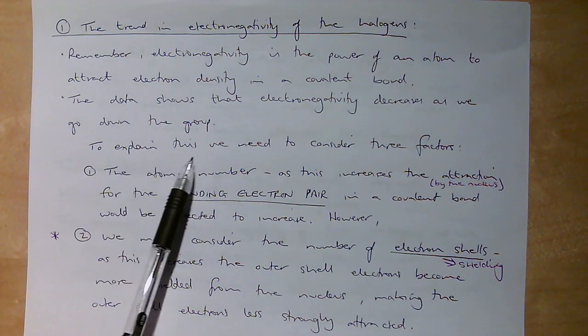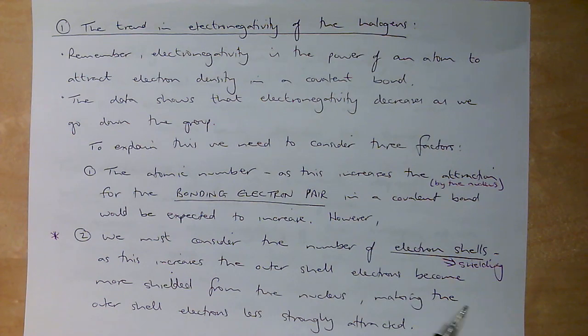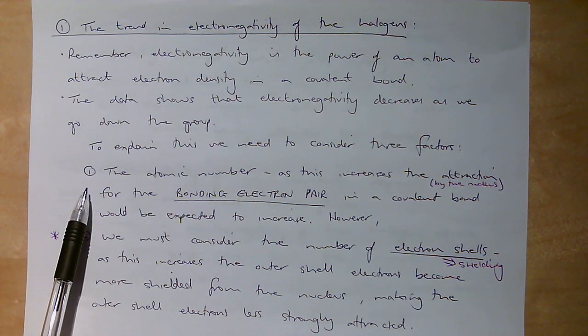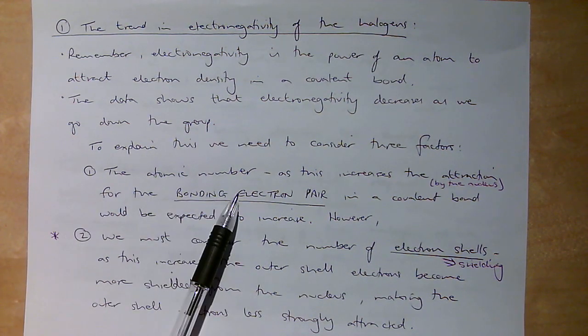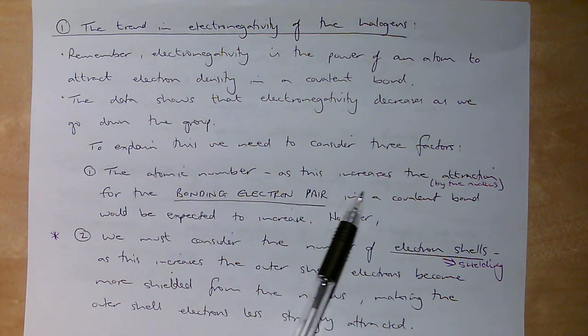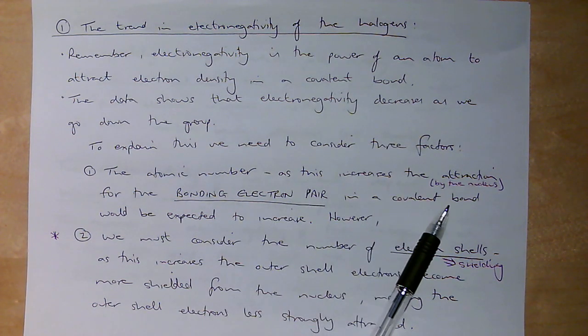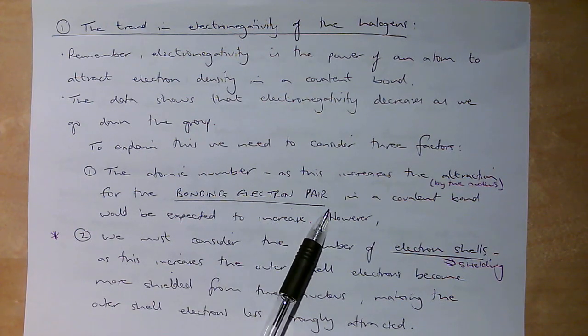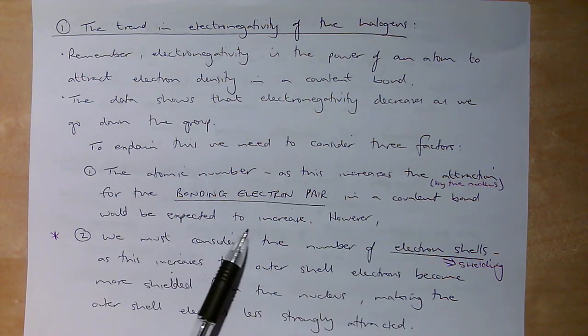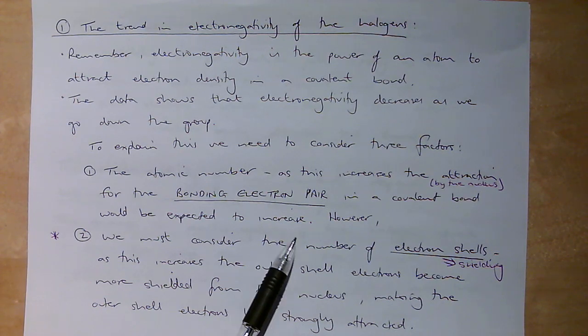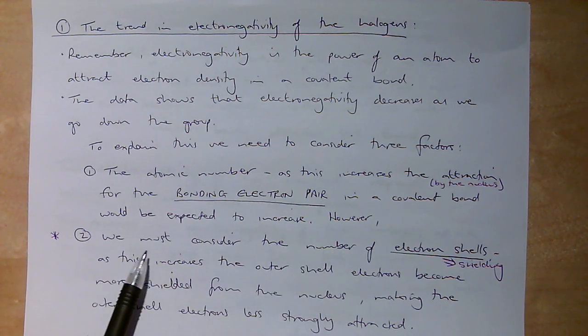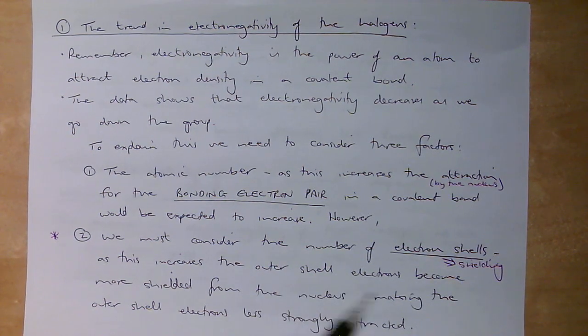To explain this we need to consider three factors. The first factor is the atomic number, and as this increases, the attraction for the bonding electron pair in a covalent bond would be expected to increase. However, we must consider the number of electron shells, which is the shielding. As this increases, the outer shell electrons become more shielded from the nucleus, making the outer shell electrons less strongly attracted.